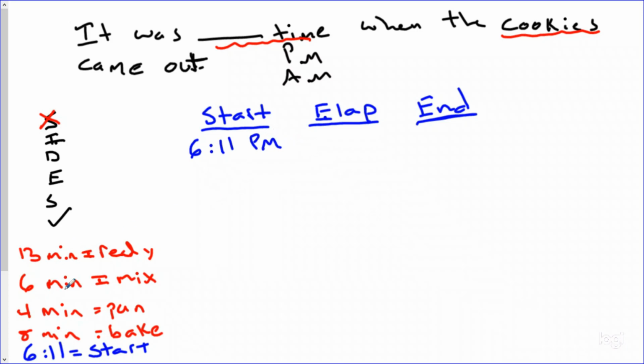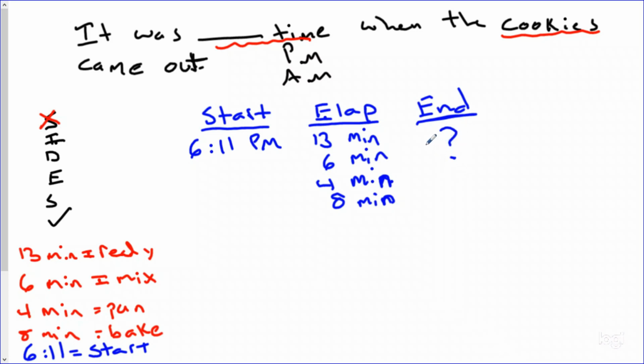And then it gave me a list of things they did. So this obviously would be my elapsed time because elapsed time means the time it took to do something. So for this question, they gave me a few different things. They gave me 13 minutes. They gave me 6 minutes for mixing. They gave me 4 minutes for the pan. And then they gave me 8 minutes. And then I'm looking for the end. So I'm going to put my question mark right there.